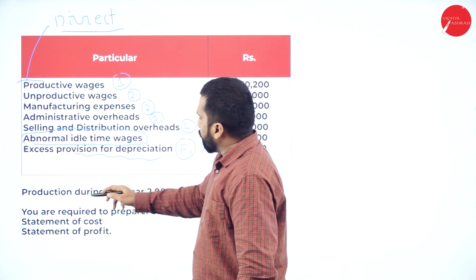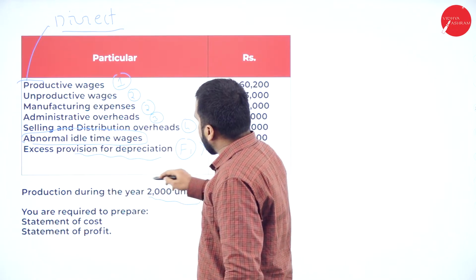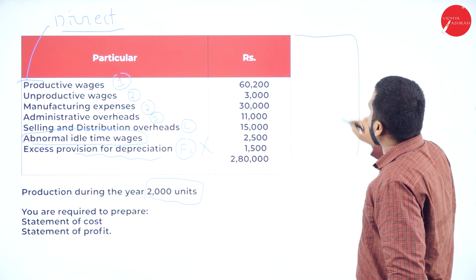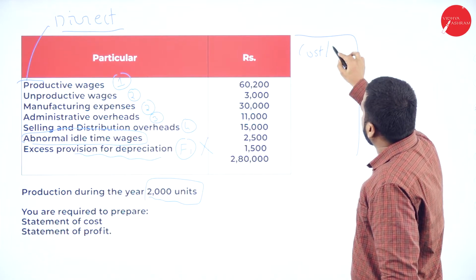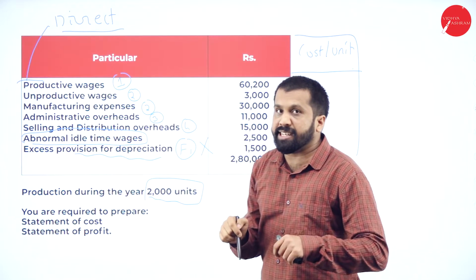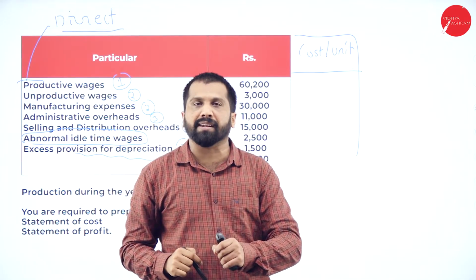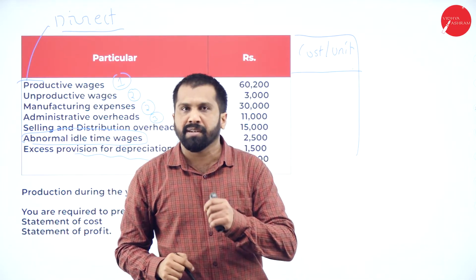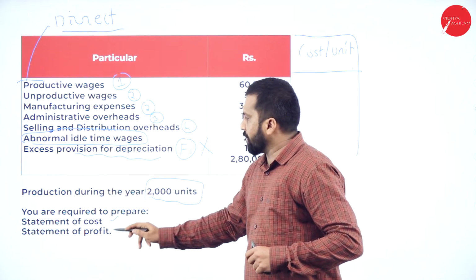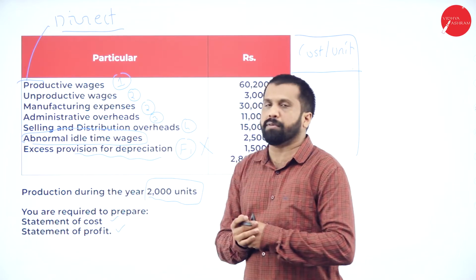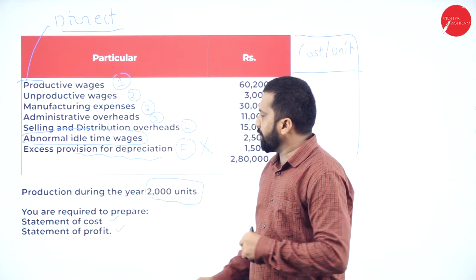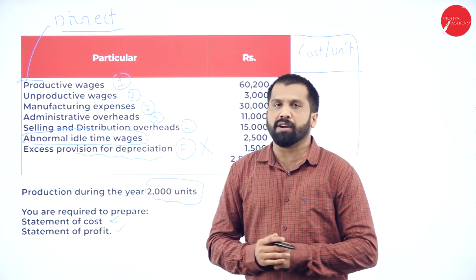Now, production during the year is 2000 units. I used to say that one more column we have. What is that one more column? Cost per unit. In this problem, we will understand what cost per unit is. Now, you are required to prepare statement of cost and statement of profit. But as per your syllabus, you are supposed to prepare only statement of cost.